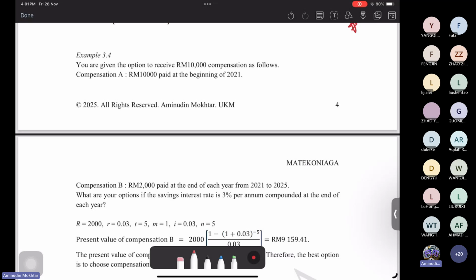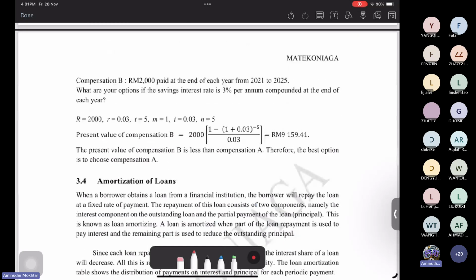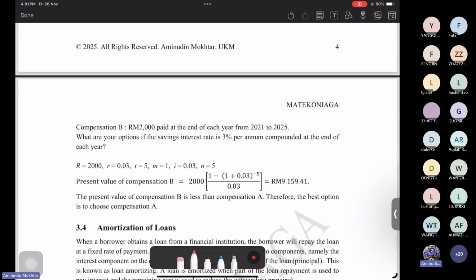The second option is 200,000 paid at the end of each year from 2021 to 2025. 2,000 per year for 5 years. The total is the same. The total is still 10,000.